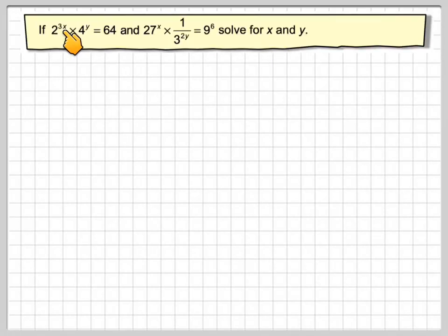If 2 to the 3x times 4 to the y is equal to 64, and 27 to the power of x times 1 over 3 to the 2y is equal to 9 to the 6, solve for x and y.